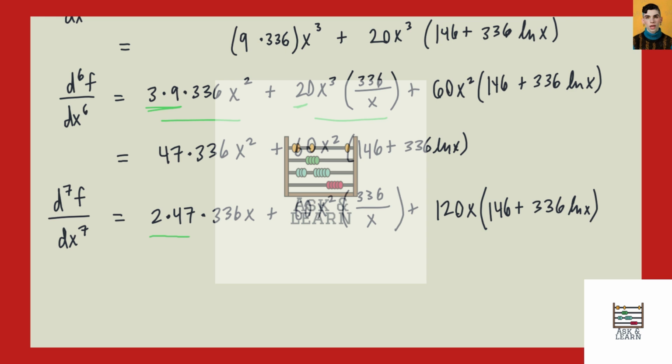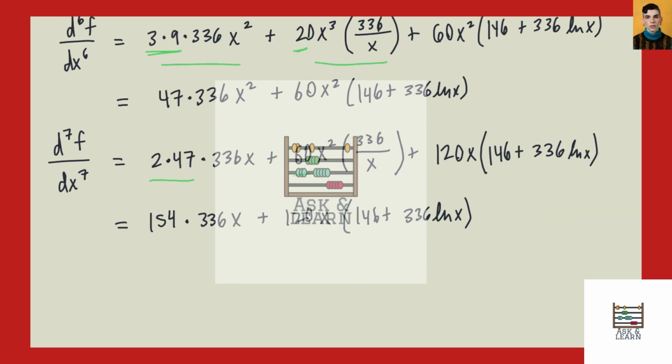Okay, so 2 times 47 is 94, plus 60 is 154. So we have 154 times 336 times x plus 120x times 146 plus 336 natural log x. Okay, let's take the eighth derivative now.